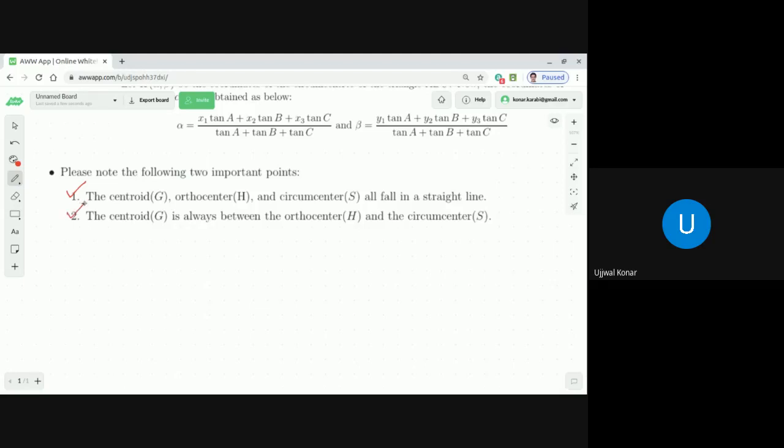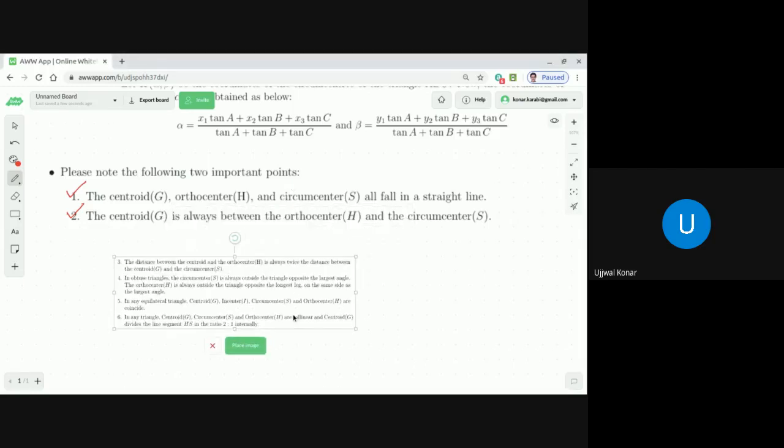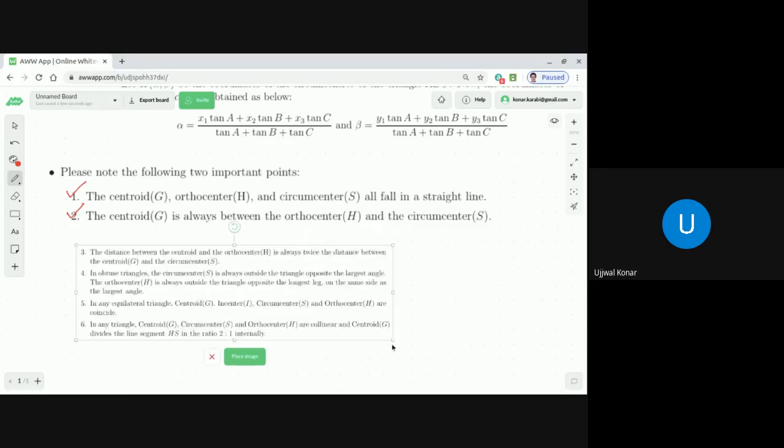Okay. The third point I'm going to say, dear students, is that there are a total of 6 points. The third point is that the distance between the centroid and orthocenter is always twice the distance between the centroid and the circumcenter. Okay, so you can construct all this and make that experiment at your end as well.